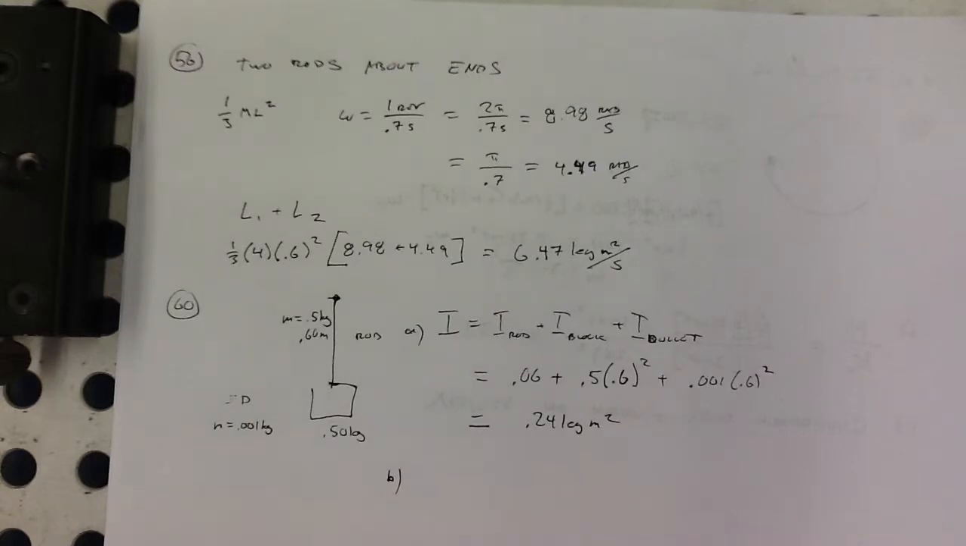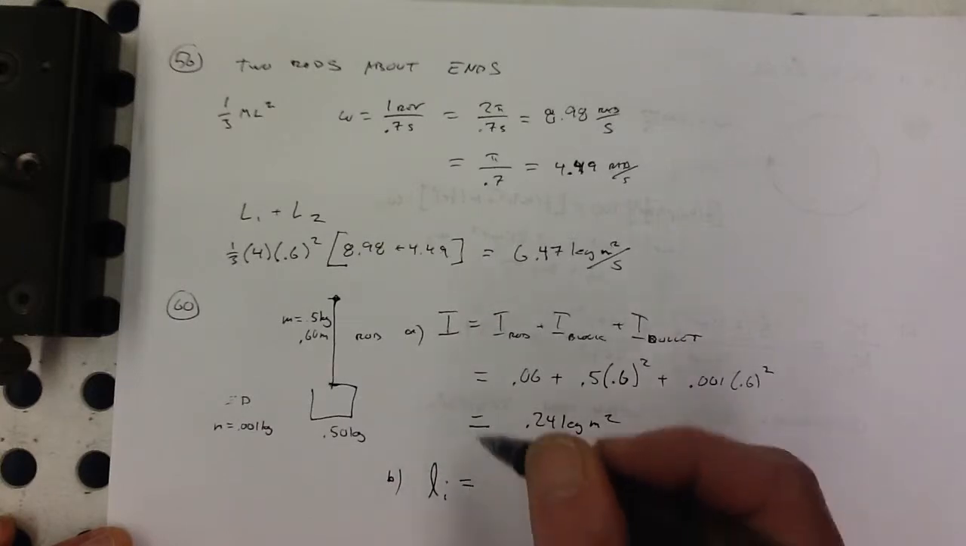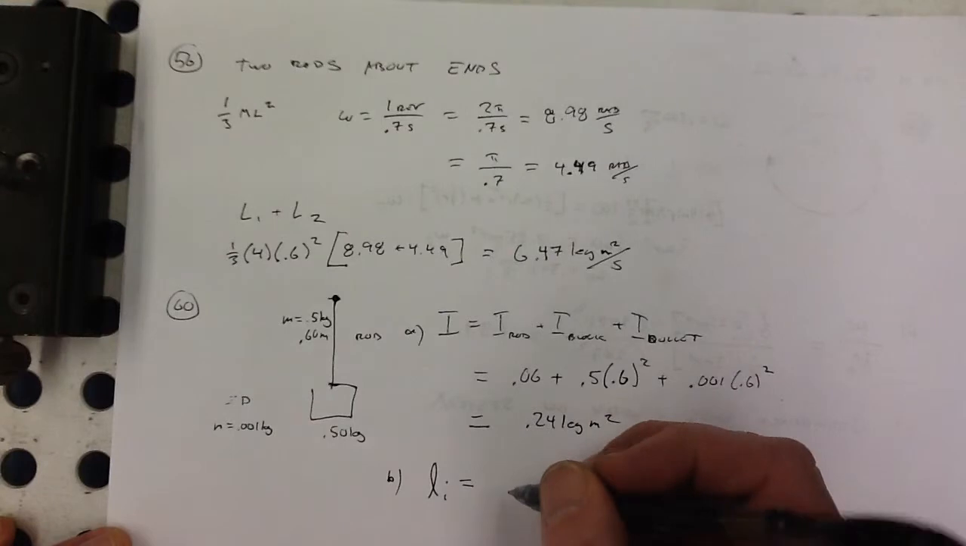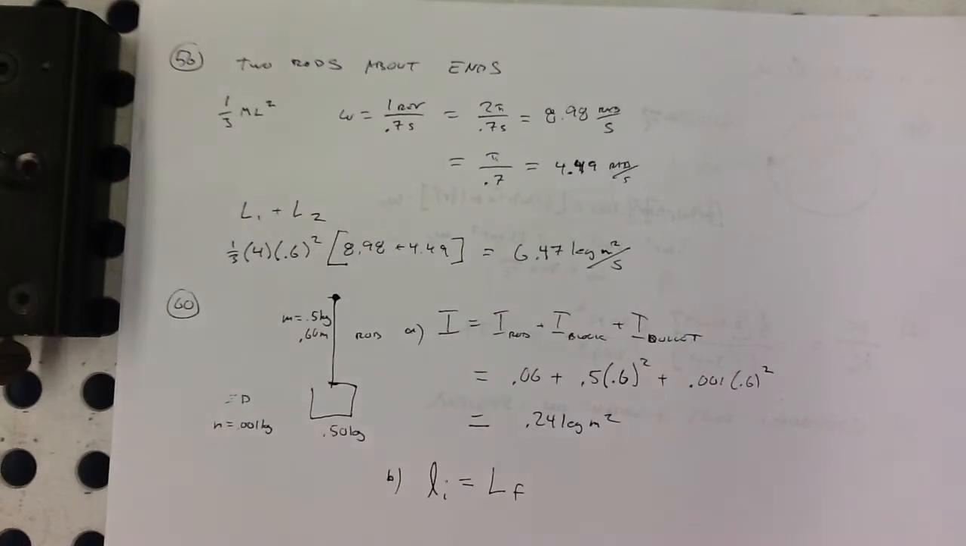B, if the angular speed of the system about A just after impact is 4.5 radians per second, then what is the bullet's speed just before impact? So I have angular momentum before equal to angular momentum after. The angular momentum before is just the angular momentum of the bullet relative to that point, and the angular momentum after is the angular momentum of the rod, block, bullet system, all those things stuck together. So this is an rmv sine theta, and this is an I omega.